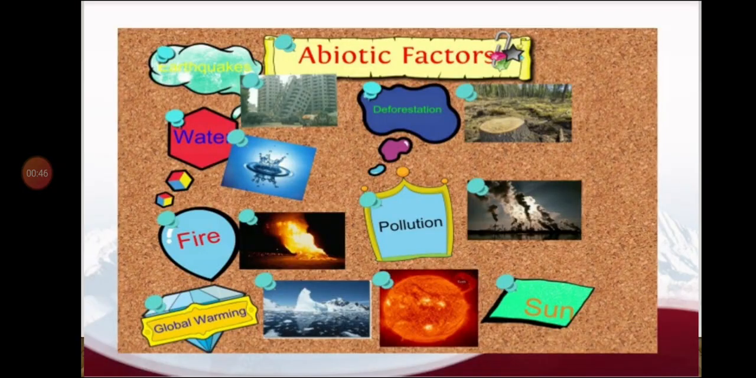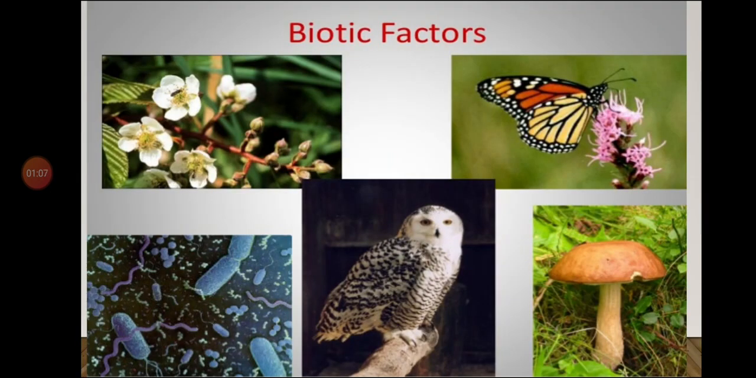Abiotic factors means the non-living things that are present around us. Example, fire, water, pollution, sun. All these are non-living factors. And biotic factors means all those organisms which have life in them. Obviously all the living beings that are present around us are considered as living factors, living organisms.